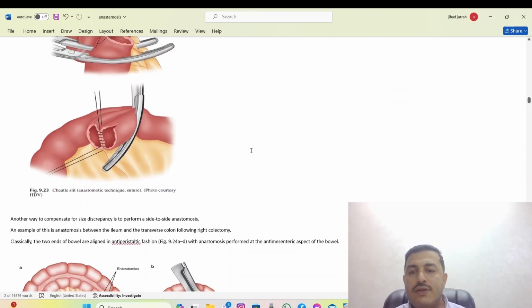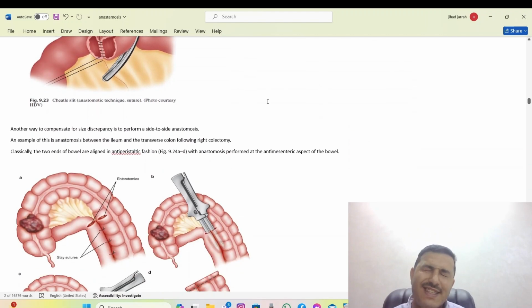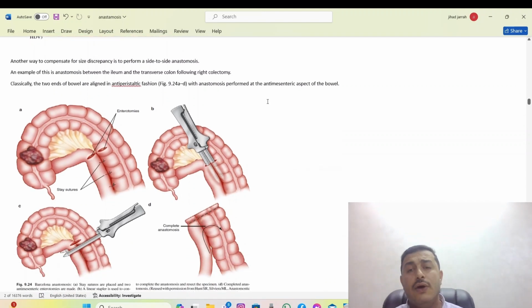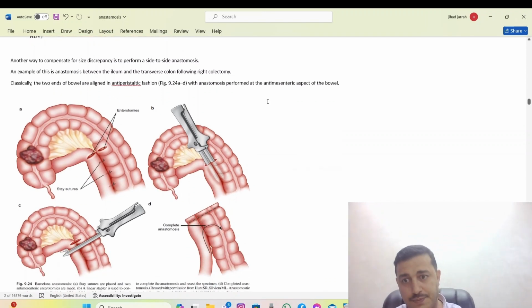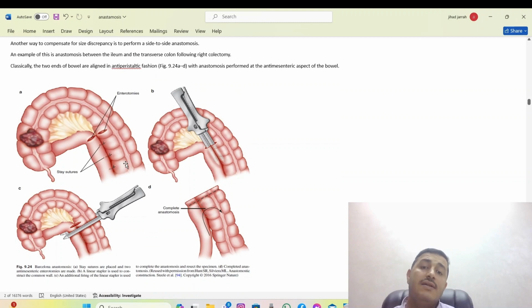Okay. Another way to deal with size discrepancy is what we call the side-to-side anastomosis. This is one of the advantages of side-to-side anastomosis, that we can deal with discrepancy when, for example, we want to create an anastomosis between an ileum or a relatively small bowel diameter to a large bowel diameter, so we can use side to side.